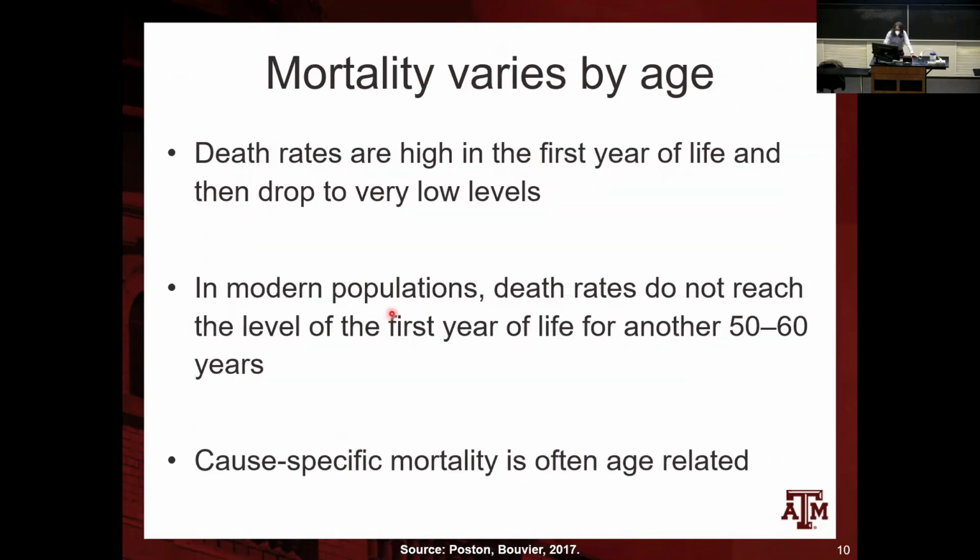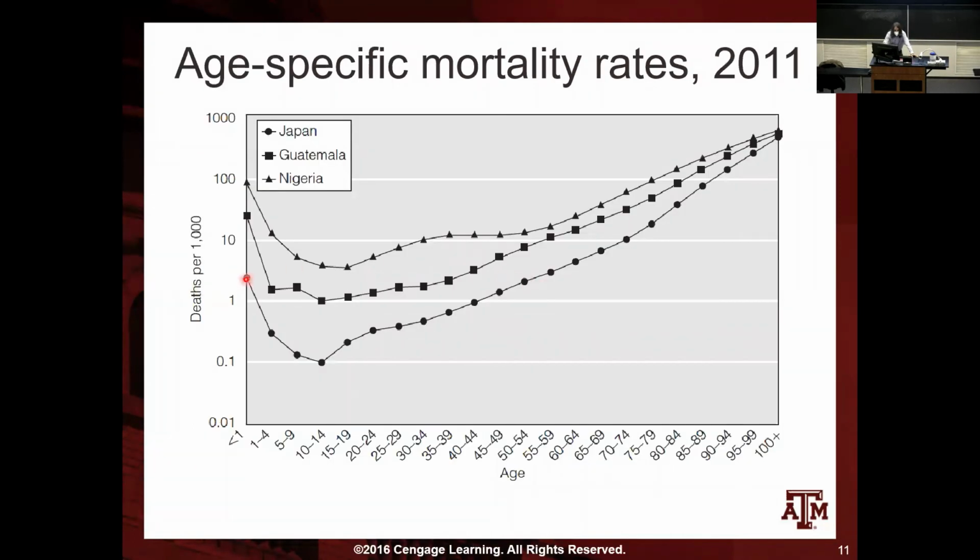And what we said here before, death rates do not reach the level of the first year of life for another 50, 60 years. See Japan. Japan is going to reach these levels here just around the ages of 50 to 54. Guatemala, around the ages of 65. Nigeria, around the age of 75, right? So the high levels of mortality that we experience, the chances of dying that we experience when we are babies, we will experience that again only when we reach older ages, right? Just an example of how mortality rates vary by age.